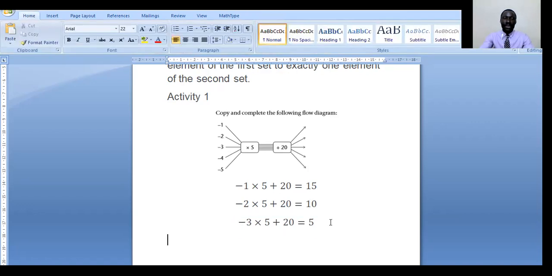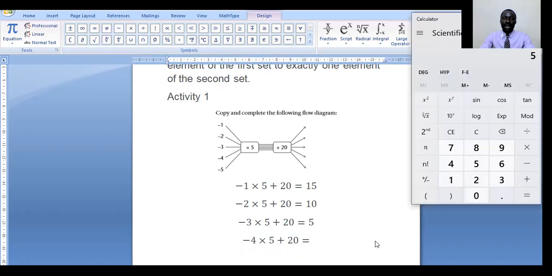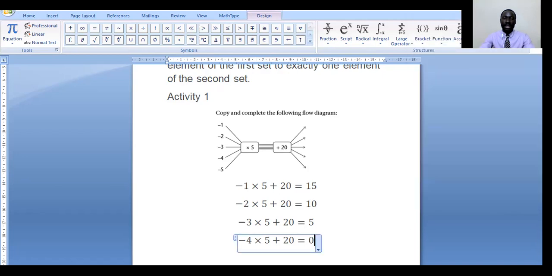Then the next value that we want to include here is -4, that we have to multiply with 5 before we can add 20 to it. Well, what would this be? Let's check. So now this will give us a 4, but it's -4 that we have to multiply with 5 before we can add 20 to it. And this will give us a value of nothing, or 0.